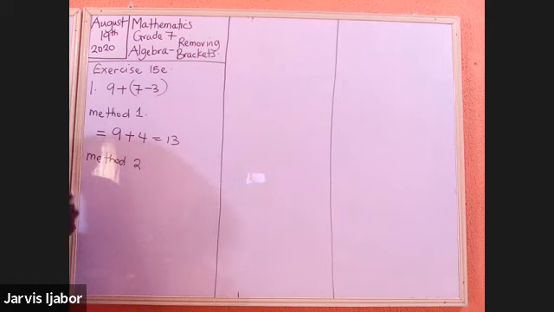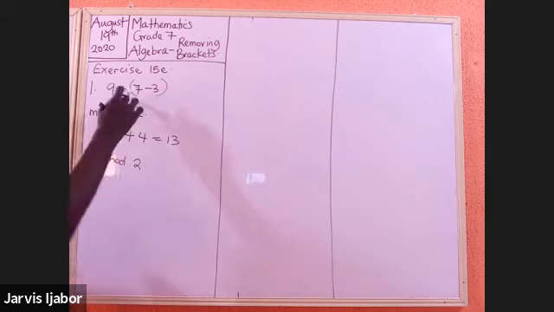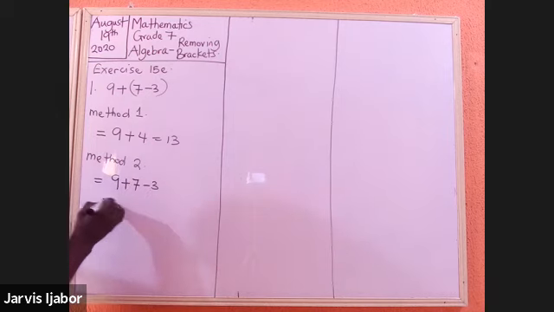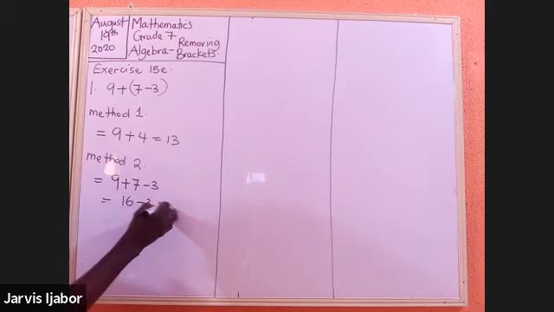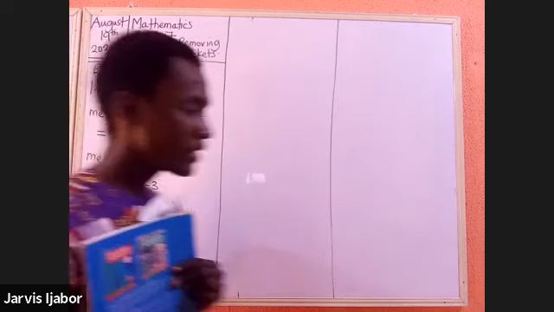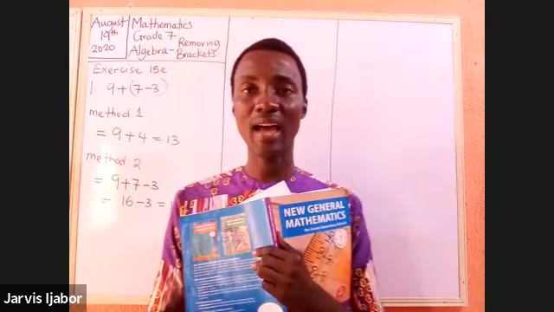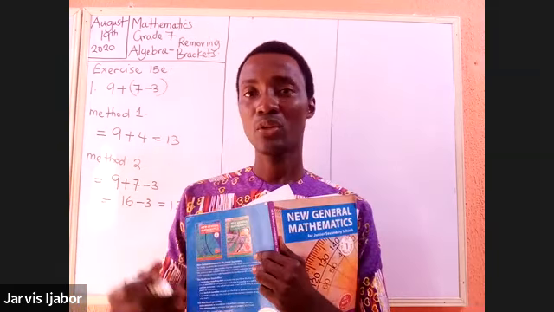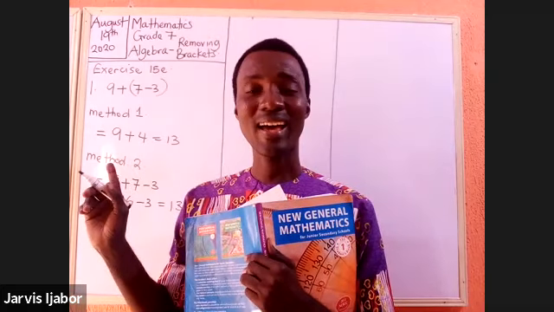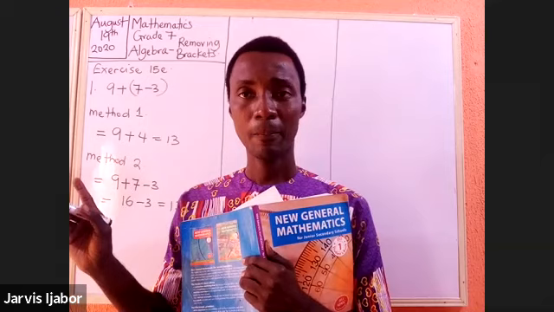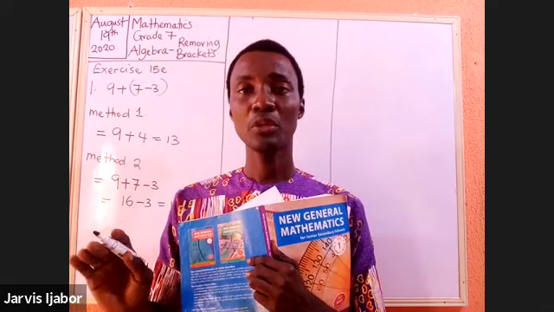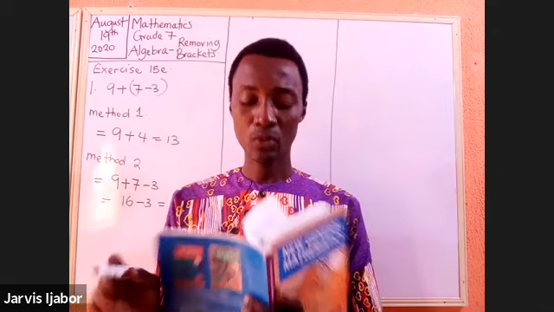And method 2 would involve you opening up the brackets. So this will be 9 plus 7 minus 3. So this will be what? 16 minus 3, and the answer will still be 13. The reason why this is shown to you is that we want to help you understand that there are two ways you can solve this question and arrive at the same answer. Both ways are correct, and whichever one you use, you will not be penalized. Do you get it? So that's for question 1.